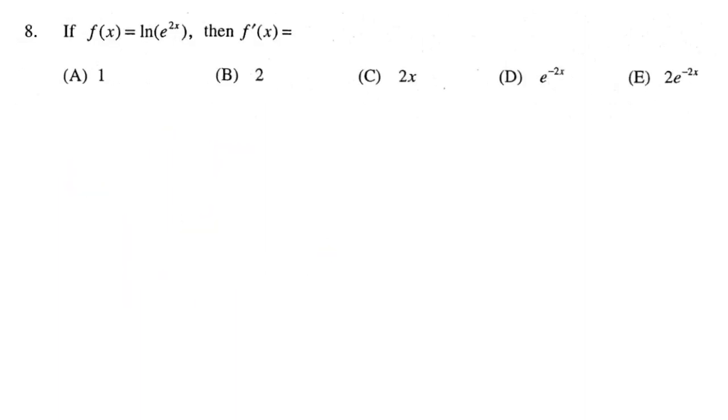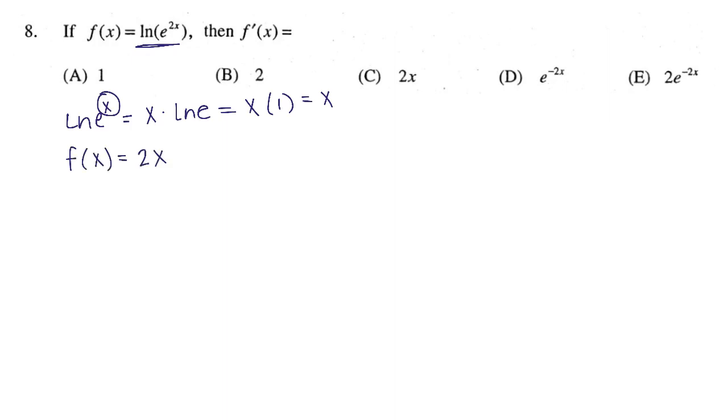And number 8, if f of x equals the natural log of e to the 2x, now we do need to remember that if we take the natural log of e to the x, we can move that exponent down to the front, and that's x times natural log of e, which natural log of e is 1, which just gives us x, which was our exponent. So we can reduce this before we do the derivative to just 2x, and then that means that f prime of x is 2. So you should have answer choice B.